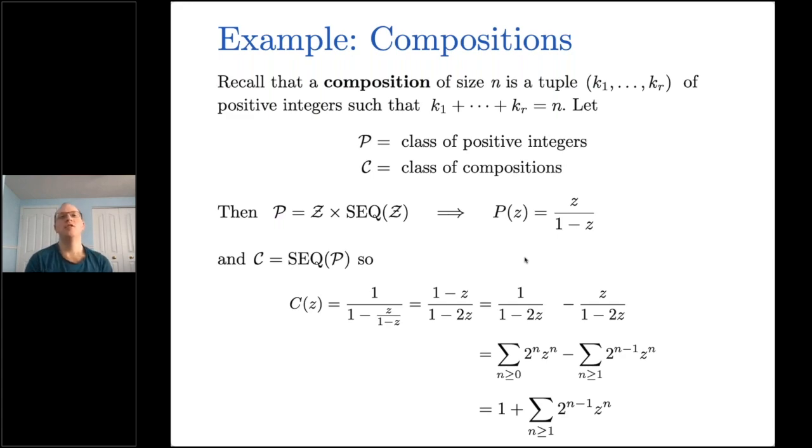And so this is showing you, again, this is the generating function for the number of compositions. So this says that there are 2 to the n minus 1 compositions of size n, whenever n is bigger than or equal to 1.